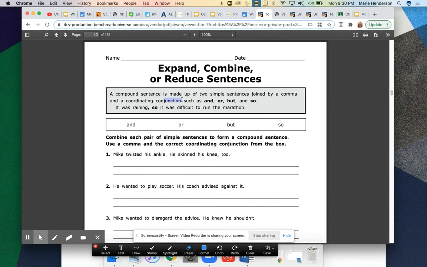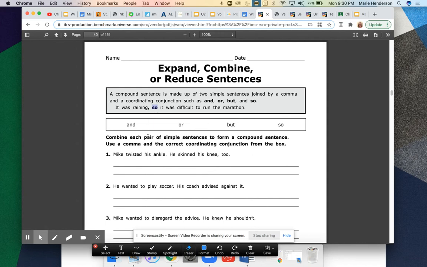So you can't have a sentence with no coordinating conjunction with two ideas in it, because then it becomes a run-on sentence. So if this "so" here wasn't there, it would say, it was raining, it was difficult to run the marathon. That is a run-on sentence because two ideas are in one sentence without any word which connects the two together. It's like the glue that brings two ideas together.